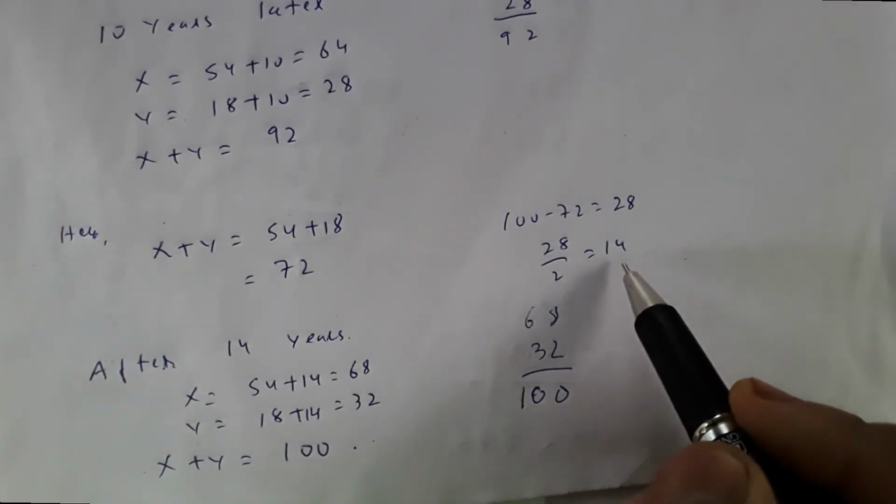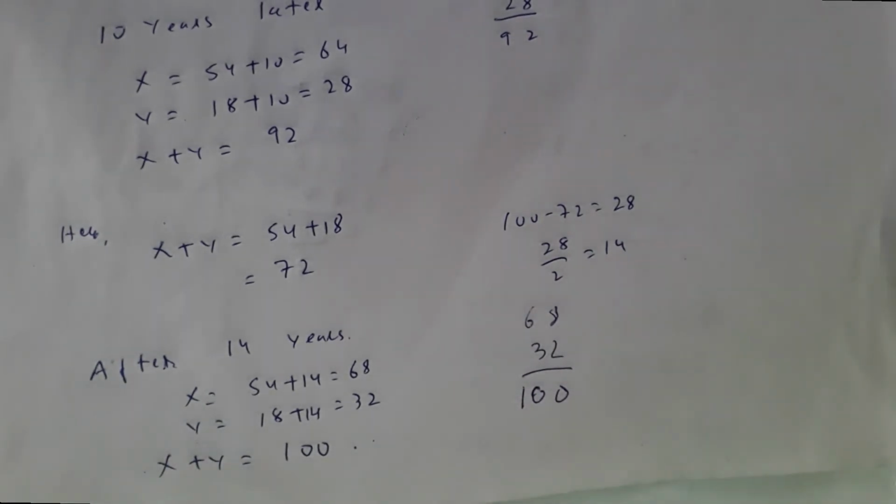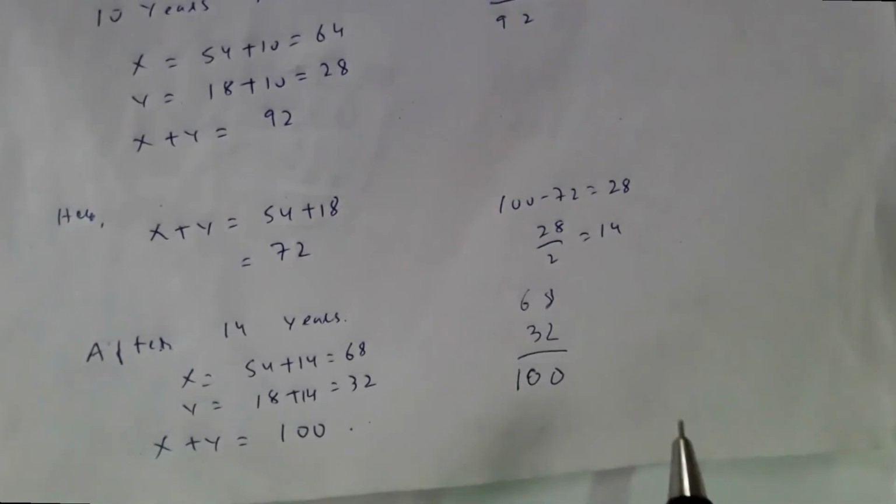Okay, so 14 means that after 14 years of the son and 14 years of the father, the sum will be 100. So after 14 years, x equals 54 plus 14, which is 68. After 14 years, y equals 18 plus 14, that's 32. 68 plus 32: 8 plus 2 is 10, carry 1, 6 plus 1 is 7, plus 3 is 10. x plus y equals 100. So that is the sum of the son and the father after 14 years.